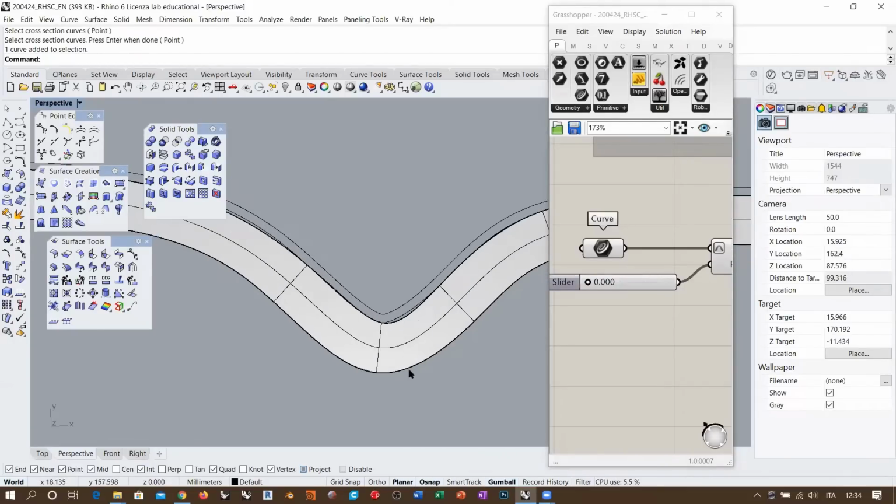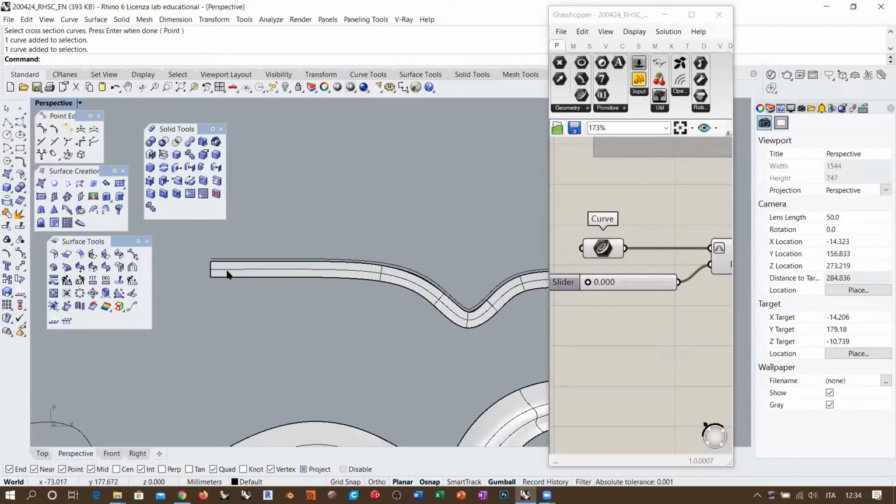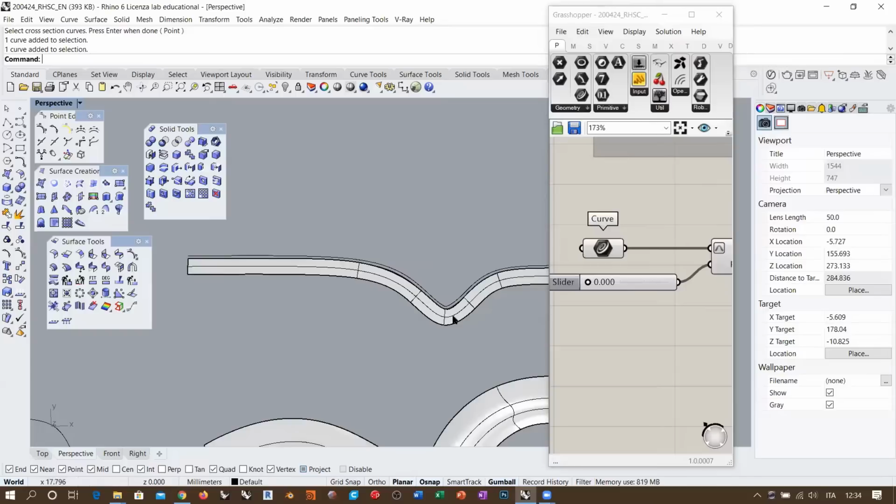So if you control the curvature of the rail, you control also the needed length of the cross section in order to avoid this self-intersecting problem here. Okay.